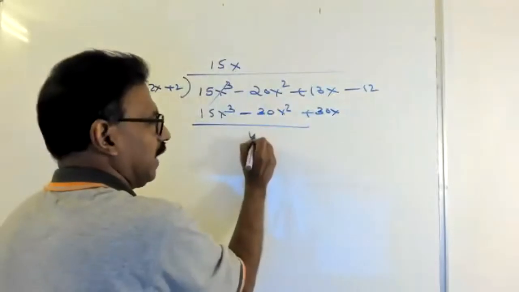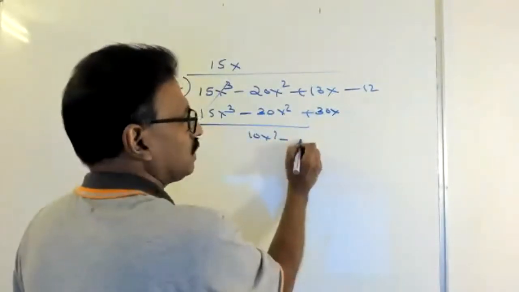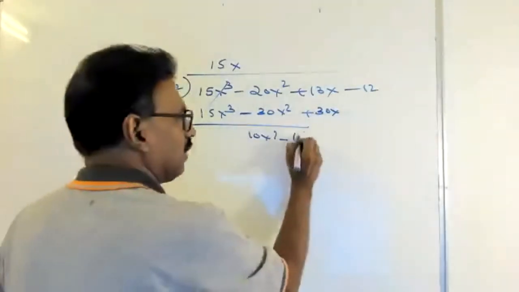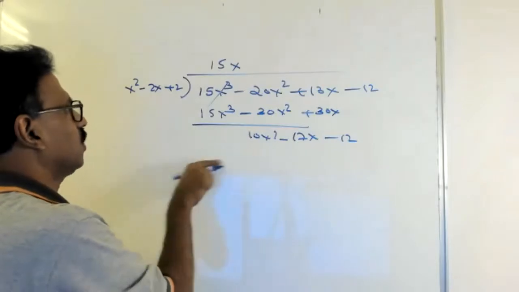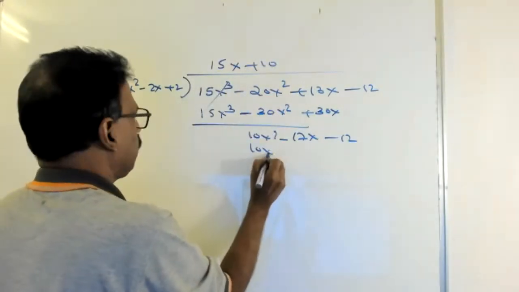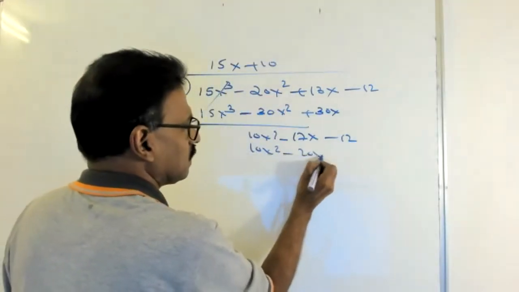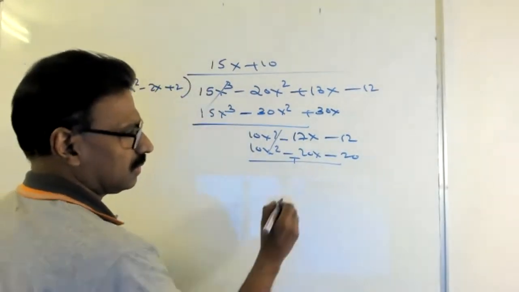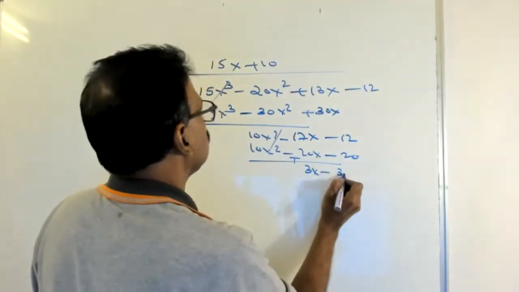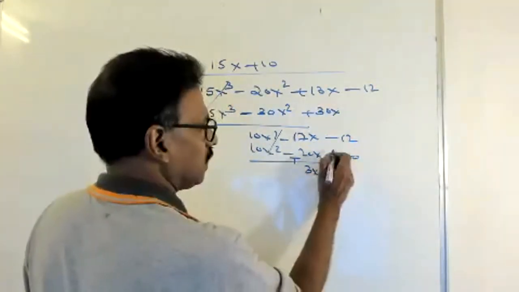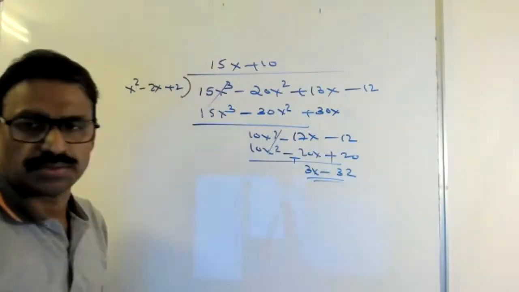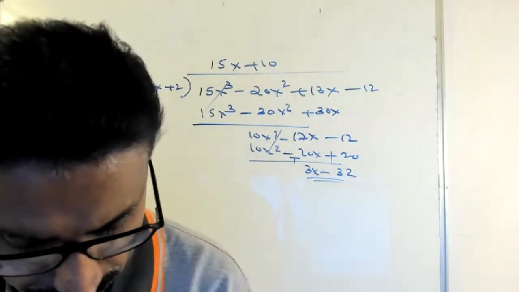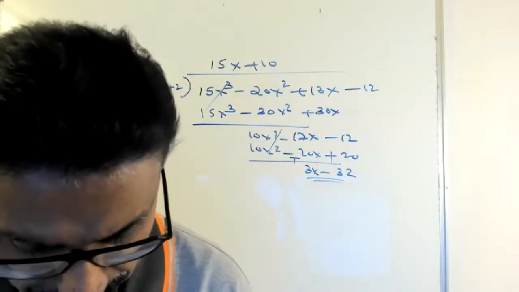This becomes 10x square minus how much? 30 minus 13, how much? 17. 17x minus 12. 10x square by x, plus 10. 10x square minus 20x minus 20. So cancel. Here it becomes plus. 3x minus. Sir, it is plus 20. Plus 20, okay. Minus 30. 3x minus 32. This is the one. Okay, copy it first. Now I'm doing another question. There also division is there, but it is different.